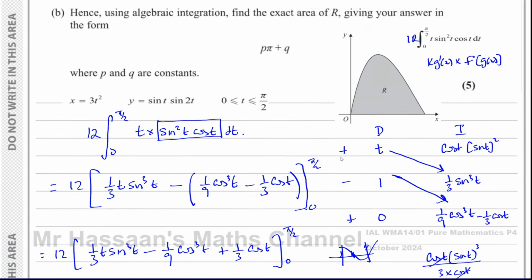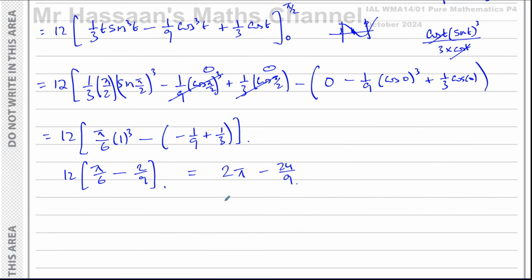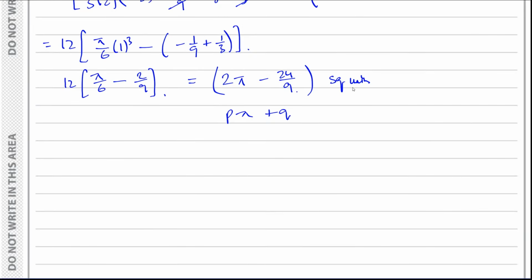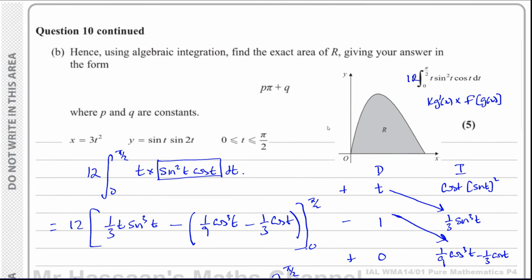The form p pi plus q. So we can say p is 2 pi and q is negative 24 over 9. And that is the area, in square units, of the region R. All right, so that answers this question.